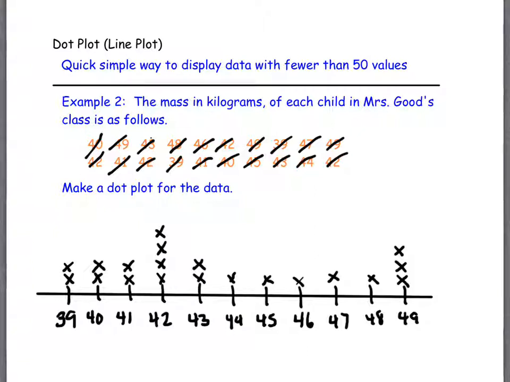Okay, so when you look at this, you should be able to look at it and say, at a glance, I mean, yeah, most of them are in 42. I shouldn't even have to count anything. I should just be able to see it.